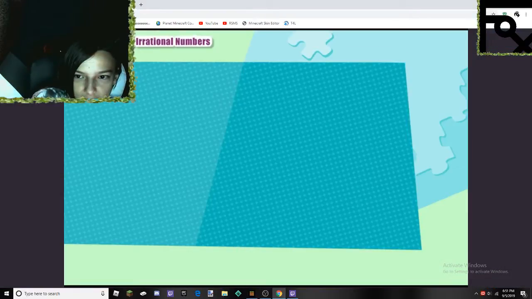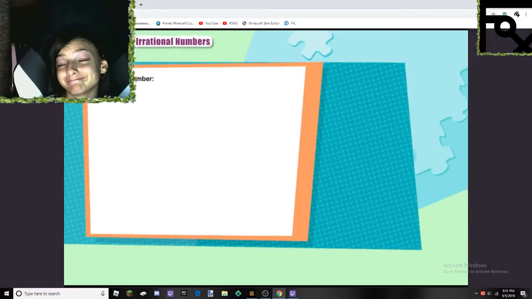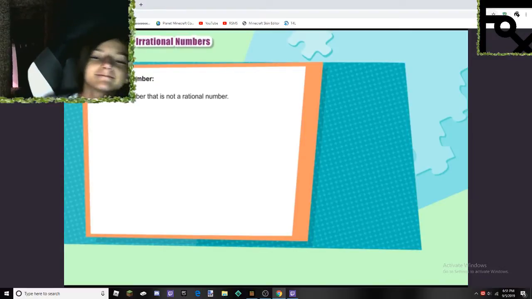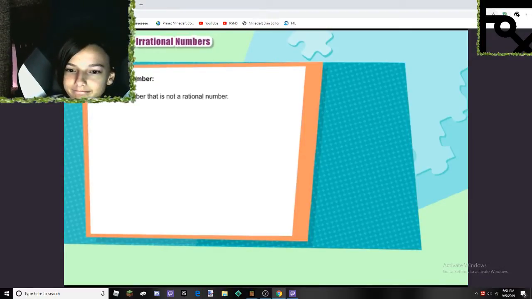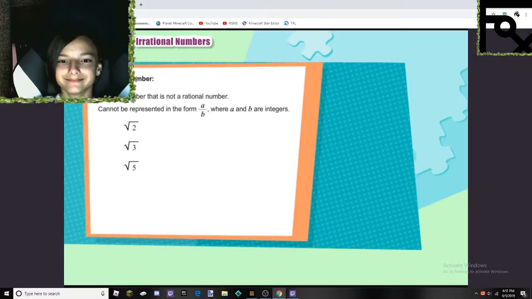The set of real numbers contains rational numbers and irrational numbers. The prefix "ir" means not, lacking, or opposite of. So an irrational number is defined as any real number that is not a rational number. Irrational numbers are those numbers that cannot be represented in the form a over b, where a and b are integers. For example, these numbers cannot be written as a ratio of 2 integers.